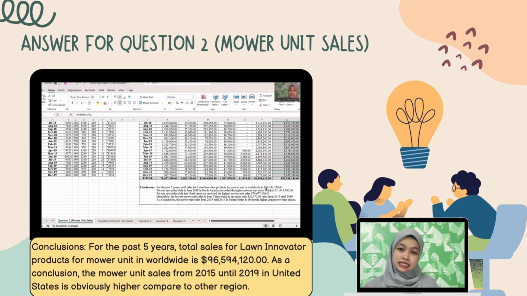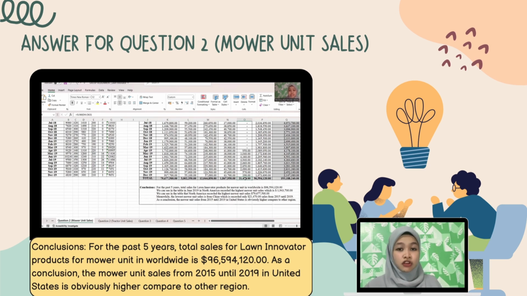$96,594,120. We can see in the table that in June 2019, North America recorded the highest mower unit sales, which is $1,943,700. Also, we can see in the table that North America recorded the highest mower unit sales overall, which is $79,677,500. Meanwhile, the lowest mower unit sales is from China, which recorded only $21,470 from 2015 until 2019.